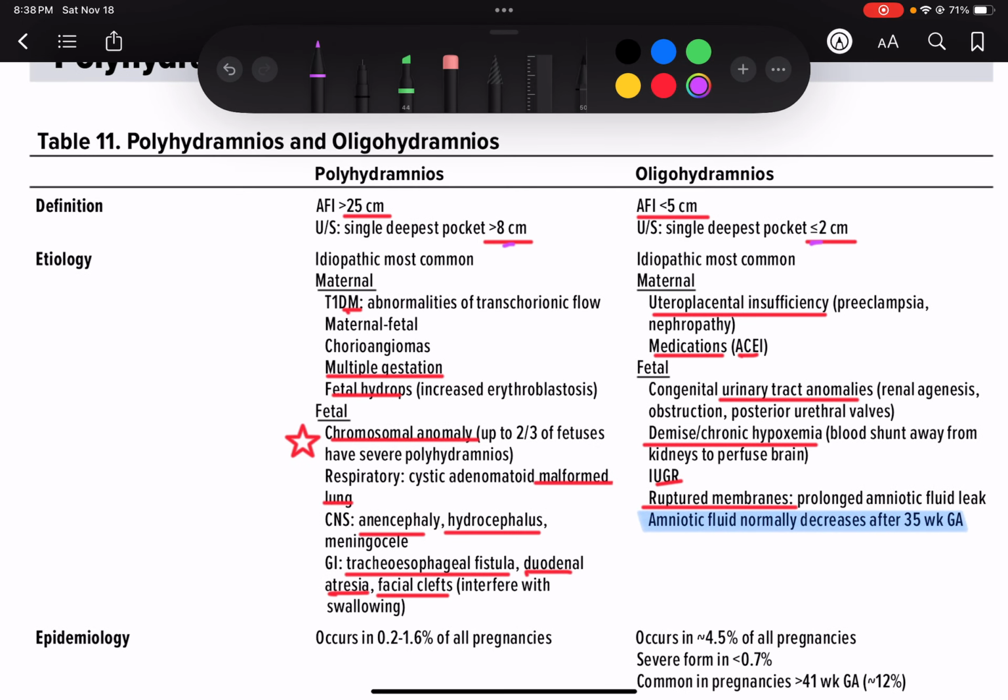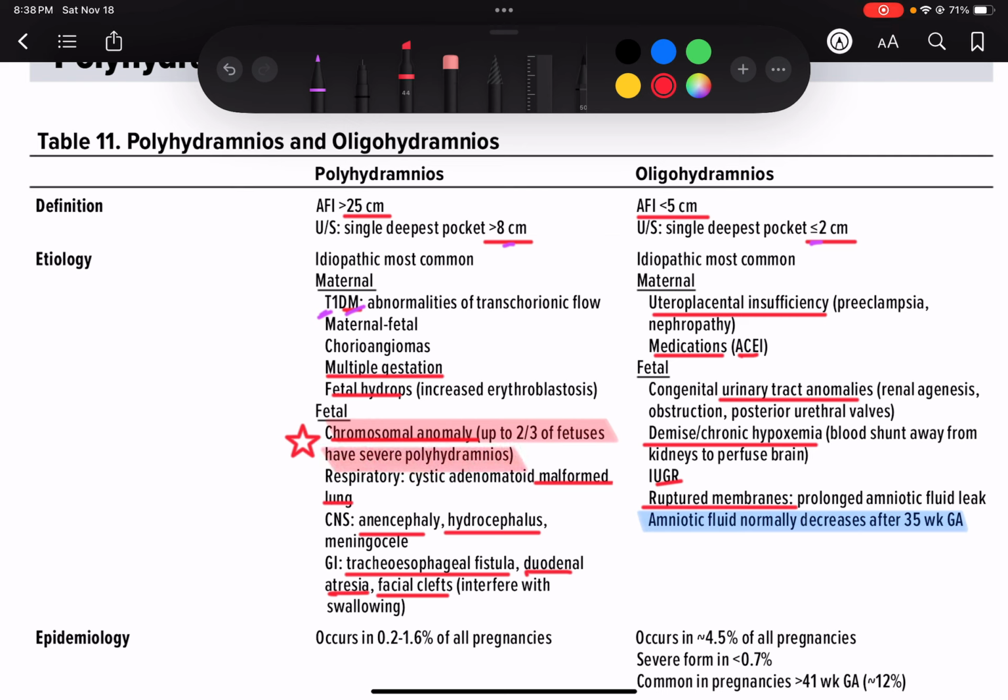What might be the causes? Polyhydramnios: maternal diabetes, especially type 1. So make sure you know that type 1 diabetes would lead to polyhydramnios, multiple gestation, fetal hydrops, fetal GI problems, chromosomal anomaly. This is an important thing. Chromosomal anomaly, up to 2 by 3 of fetuses have severe polyhydramnios.